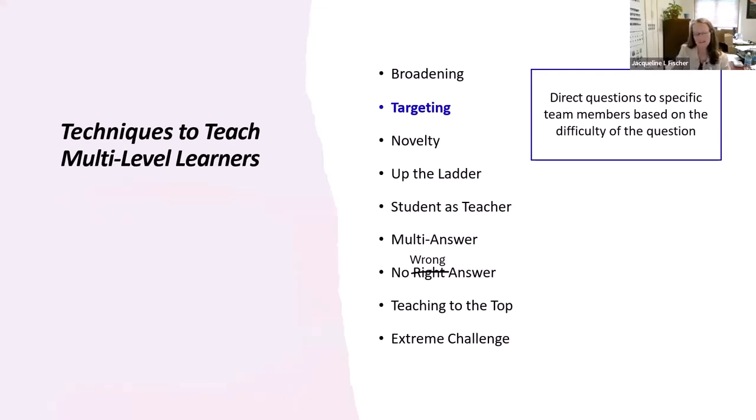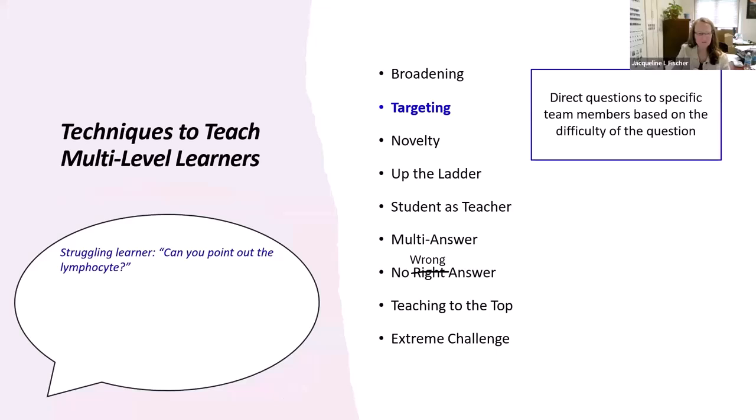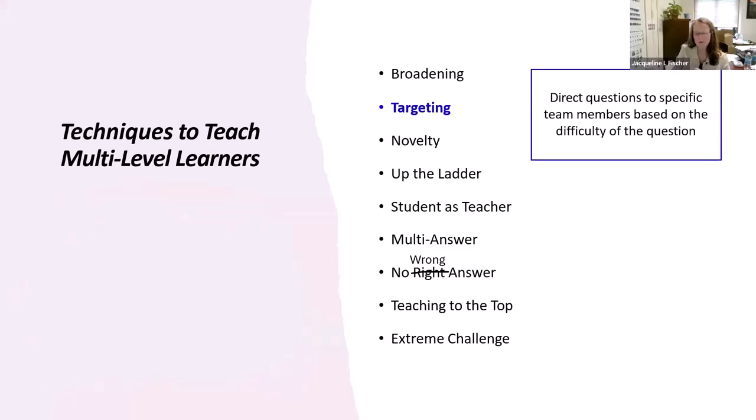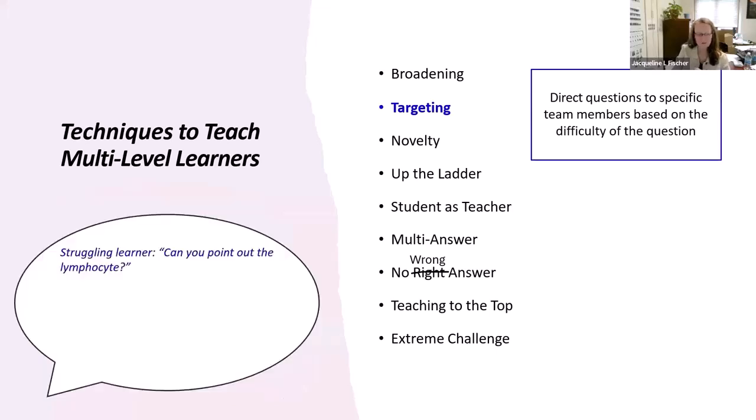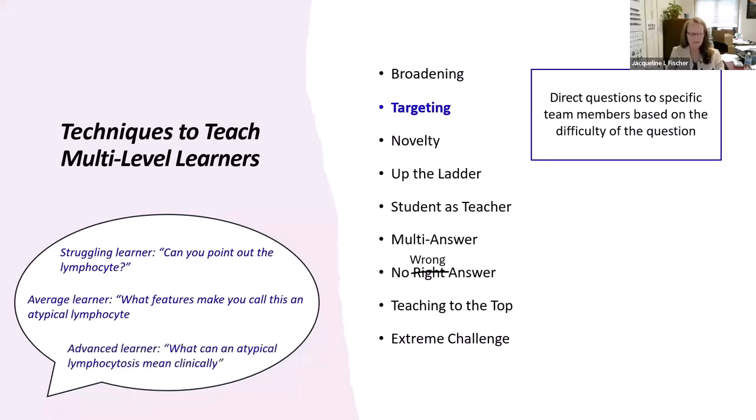So let's just take an example where everyone's at the same formal level. Let's say we're in an M1 or M2 histology lab. Maybe you yourself, from your experience with these learners, know which learners are struggling and which ones are experts. So maybe to a struggling learner, can you point out the lymphocyte? Maybe to your average learner, what features make you call this an atypical lymphocyte? And then to your advanced learner, what can an atypical lymphocytosis mean clinically? So this is a way where you can involve everyone with just a little forethought.